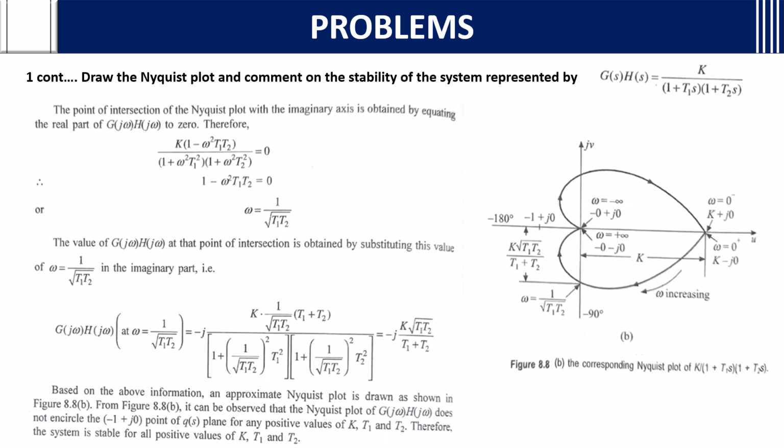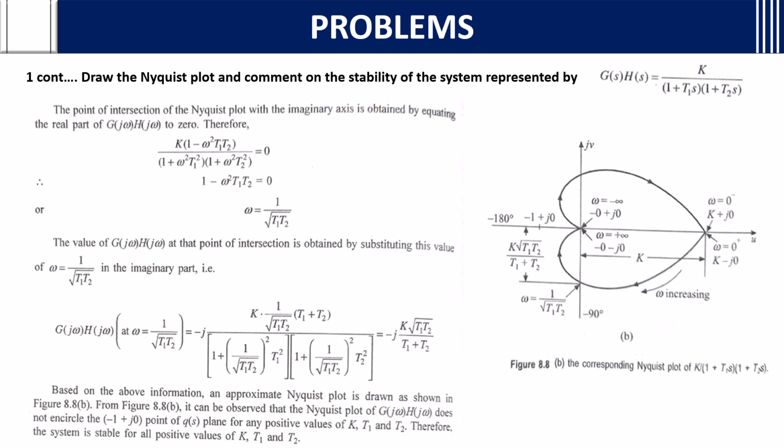The point of intersection of the Nyquist plot with the imaginary axis is obtained by equating the real part of G(j omega) H(j omega) to 0. This is the real part equation, and you equate it to 0. Then you will get 1 minus omega square t1 t2 is equal to 0. So you will get omega as 1 by root of t1 t2.